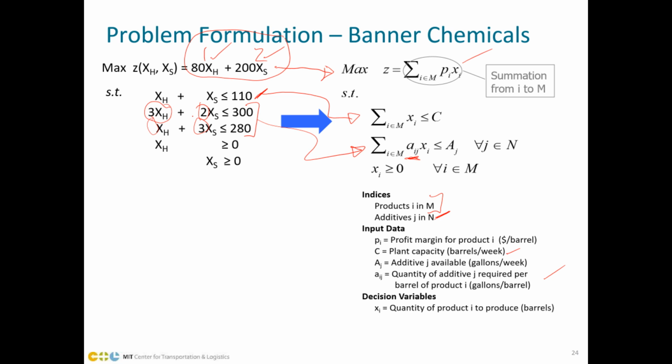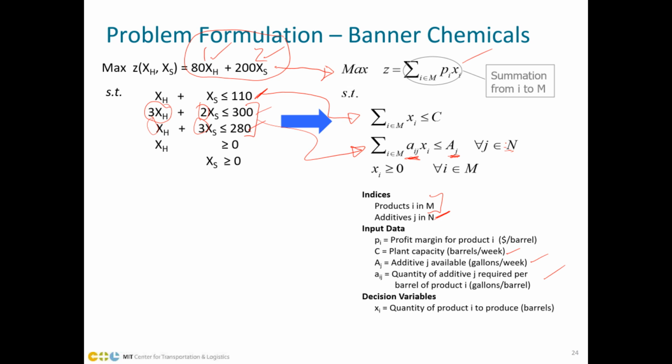What this constraint is saying is, sum for all the i's, for all the products, the amount that you have to combine times the amount that I'm creating. This has to be less than or equal to the additive I have available for additive j. So I'm going to have as many of these constraints as I have j's. How many j's do I have? 2, right? For additive A and B. So n is actually equal to 2.